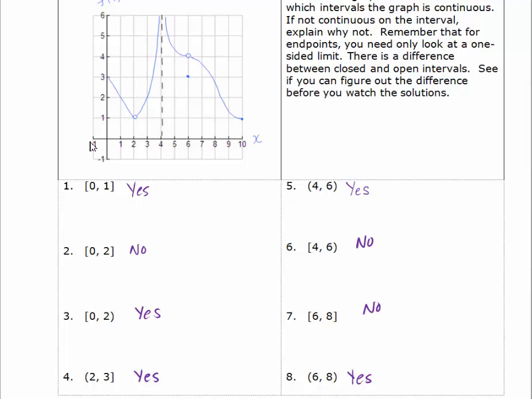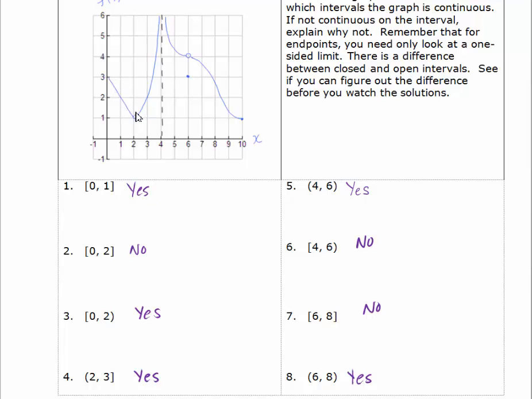Alright, let's look at number 1. Is the function continuous on the interval from 0 to 1? And notice 0 to 1 is closed. So I look at the endpoints. At both endpoints the function values exist, and it's closed there. All the points in between, in the interior, are also continuous, so this function is continuous.